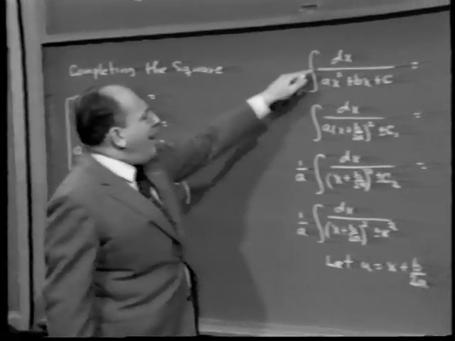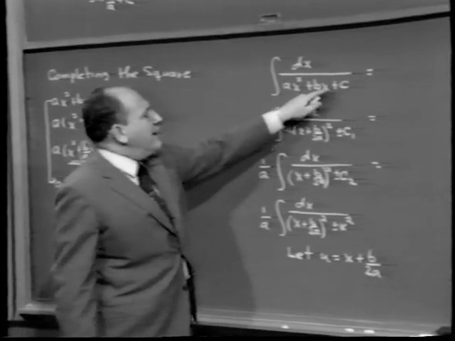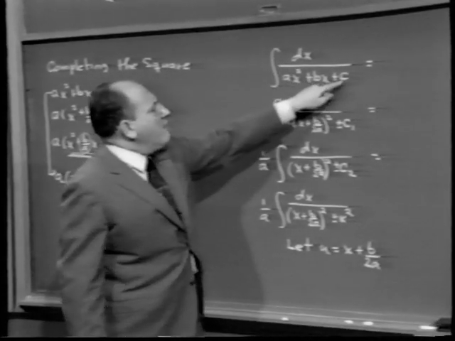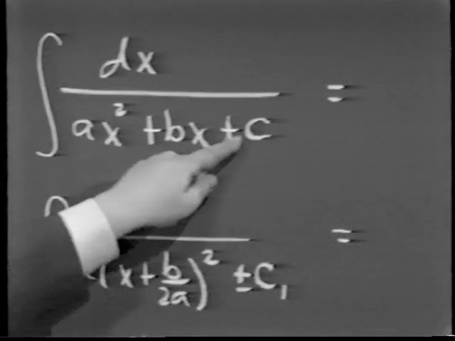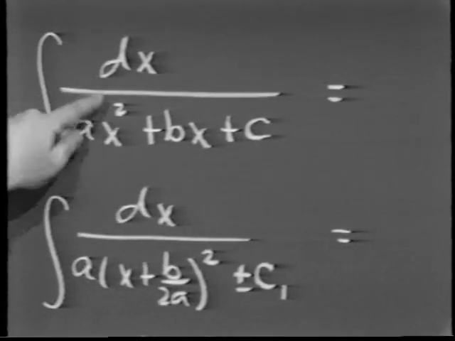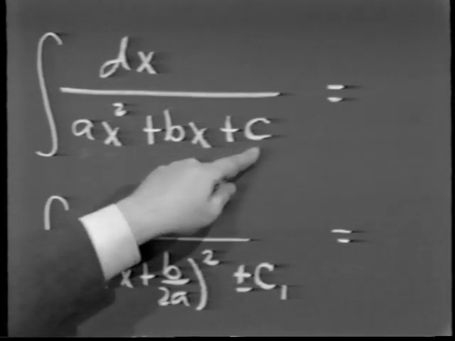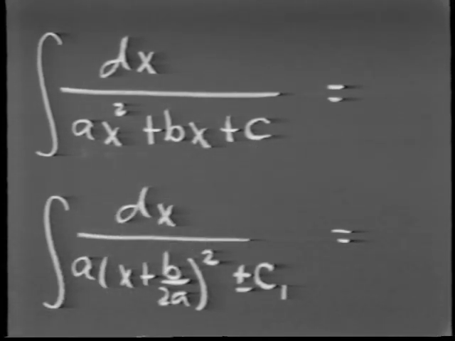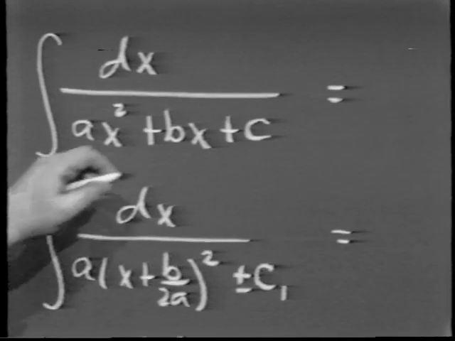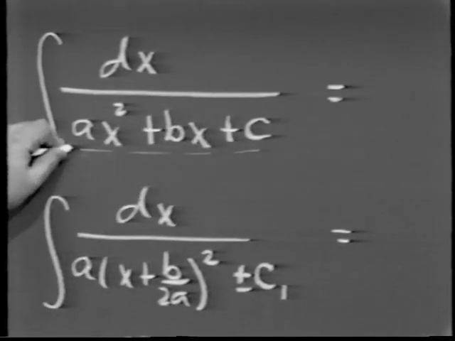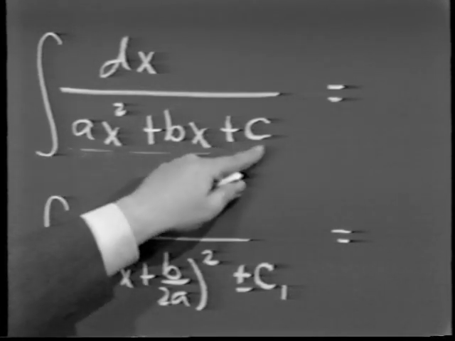In other words, let's suppose now we don't have an integrand that's the sum and difference of two squares, but we have an integrand that involves a quadratic expression. Say, for example, we have dx over ax squared plus bx plus c. Well, you see, using hindsight rather than foresight, I already took care of this problem before we started. Namely, we just finished completing the square over here.